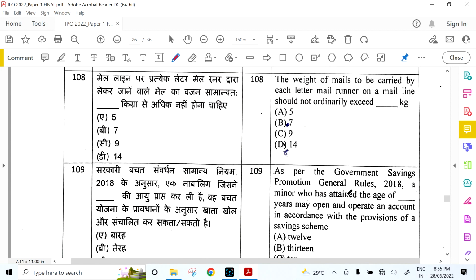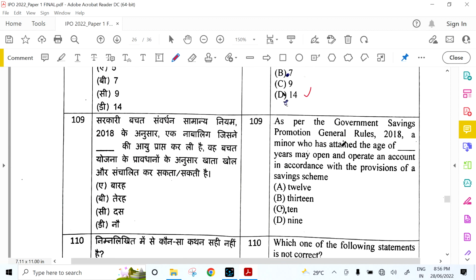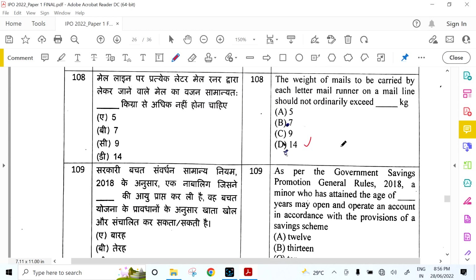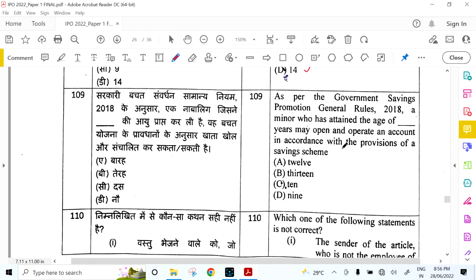The weight of mails to be carried by each letter mail runner on a mail line should not ordinarily exceed. It is 14 kgs as per volume 5, rule 135. As per government savings promotional general scheme 2018, rules 18, a minor who has not attained the age of dash may open and operate an account in accordance with the provisions of the savings scheme. It is 10.